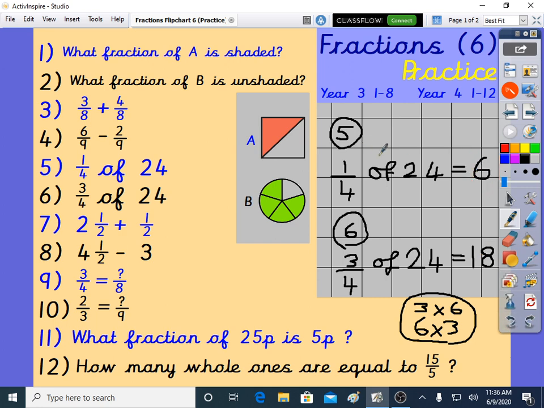So those questions are linked. 1/4 of 24 is 6, but if you had 3/4 of 24, you'd have more. You'd have 3 lots of 6, you'd have 18.